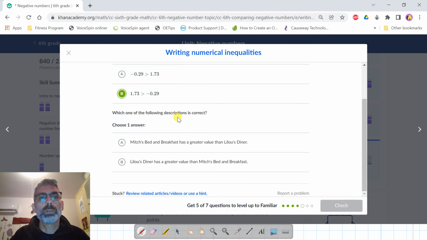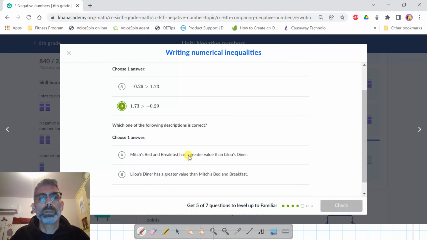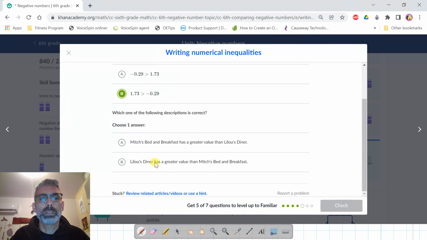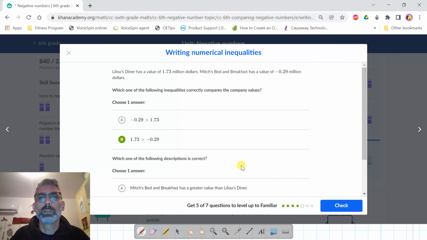Which of the following descriptions is correct? Which is Mitch's Bed and Breakfast? No. Lilo's Diner has a greater value. This is correct. Lilo's Diner has a greater value than Mitch's Bed and Breakfast.